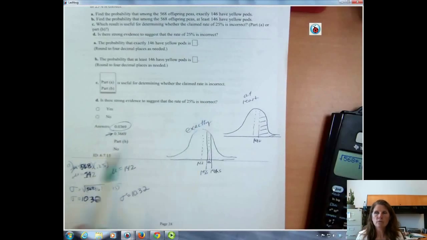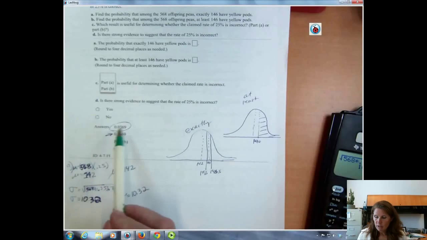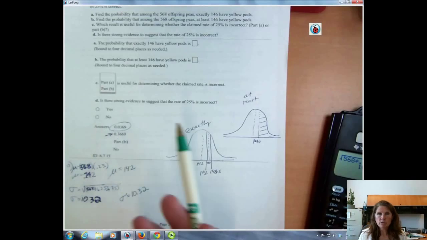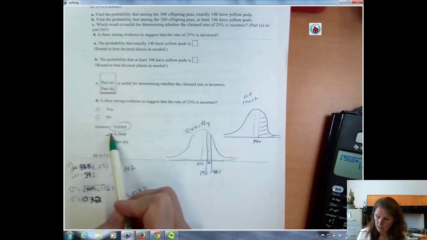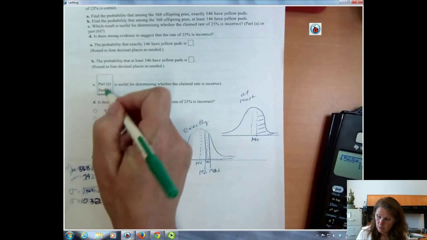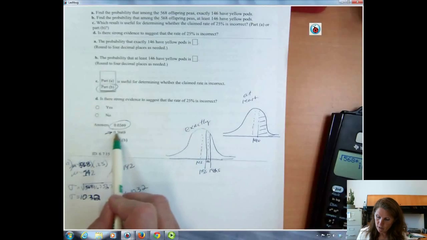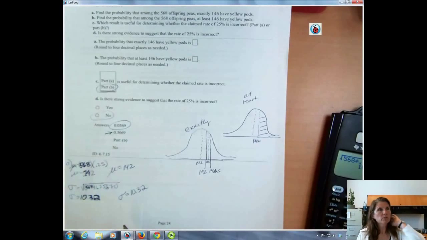Remember, if we have a high probability like that, then we say this is very likely to occur. If their statement is correct, this is a 30% chance of occurring. If we get something less, 5% or less, that's when we say they must have made a mistake on their assumption. So part B is the part that we'd want to look at anyway. And we'd say, okay, there's not strong evidence to suggest they were wrong because our probability was way more than the 5% we would need to make that claim.